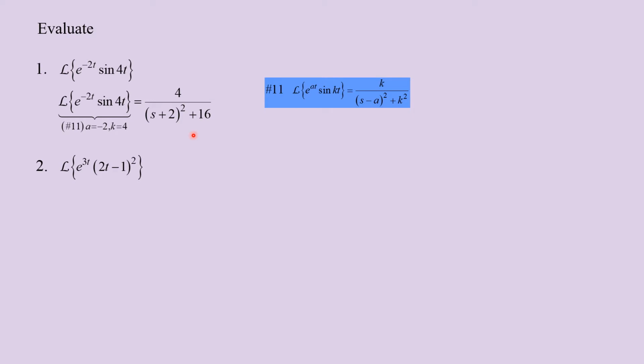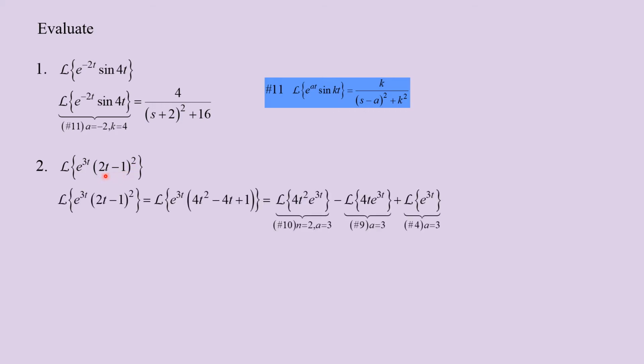Next question, what is the Laplace transform of e to the power of 3t multiplied by (2t minus 1) squared? Okay, so to get the result, of course, we need to square the given function, 2t minus 1. So the Laplace transform of e to the power of 3t multiplied by (2t minus 1) squared is equal to the Laplace transform of e to the power of 3t.